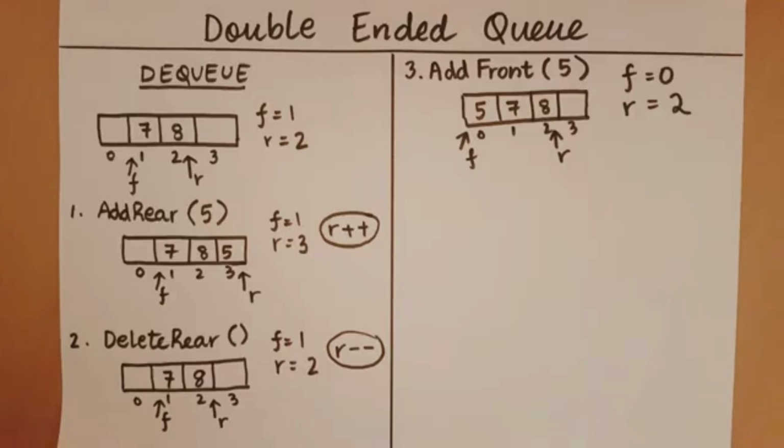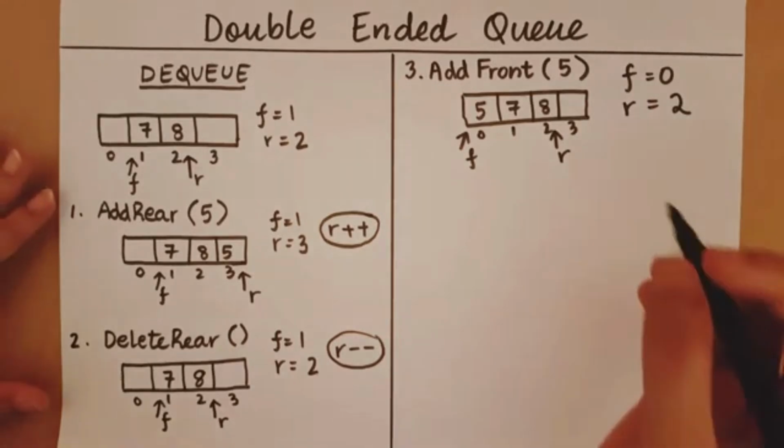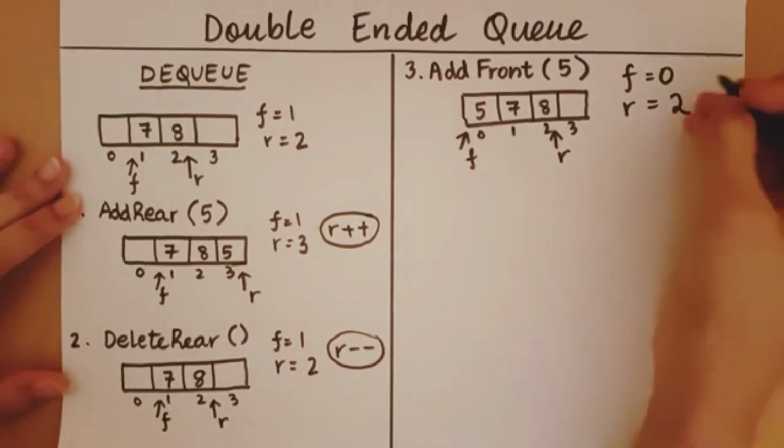As you can see, when I added an element to the front, I need to decrement the front by 1, thereby making front equal to 0, and then add the element 5 to the index of the array, which is equal to front. So 5 is being added to the index equal to front, which is equal to 0. 5 is being added to array of index 0. So what is the operation we do here? We do front minus minus.